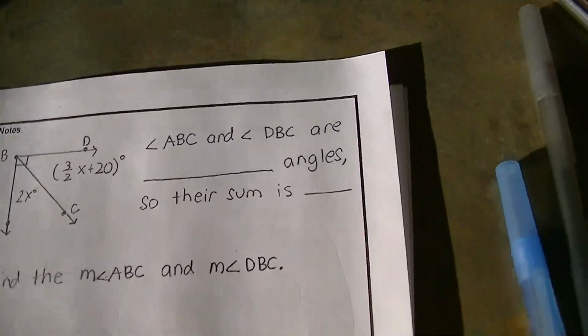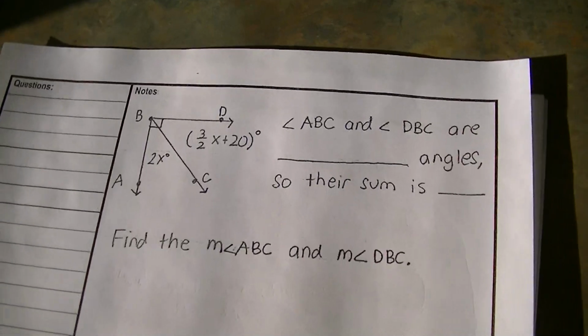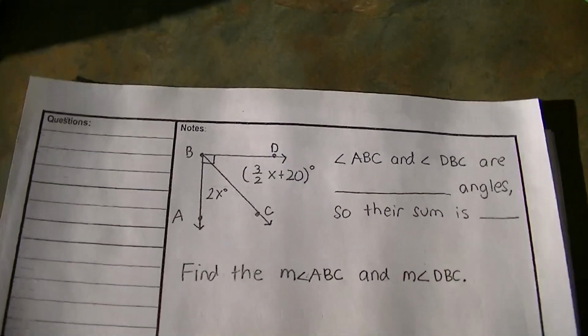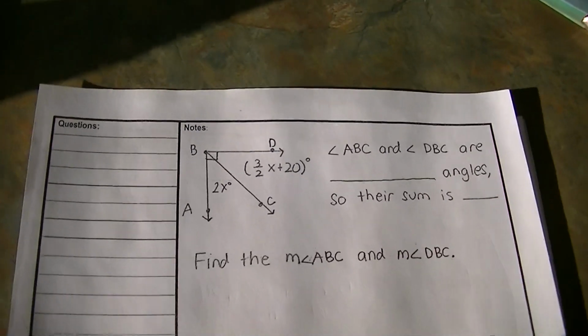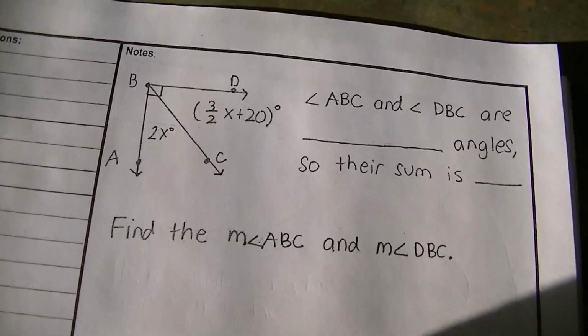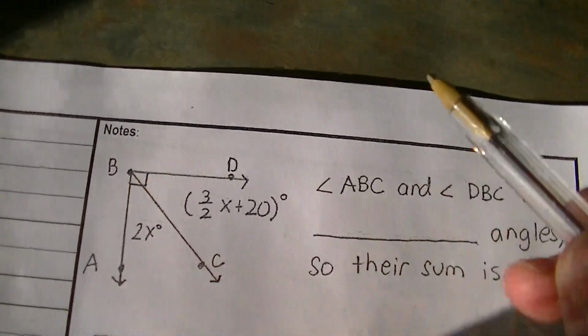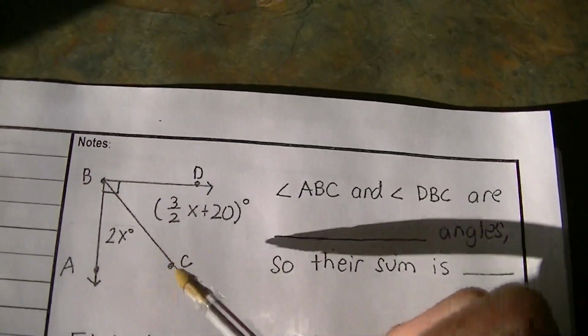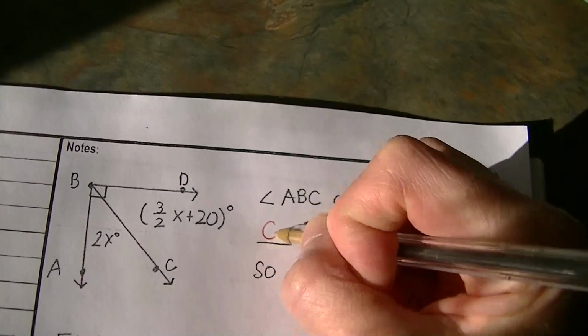Okay, so right here it says angle ABC and DBC are blank angles. So go ahead and think about what kind of angles those are. Think about the angle vocabulary that we've gone over, and remember what this means right there, okay? So ABC and DBC are complementary angles.